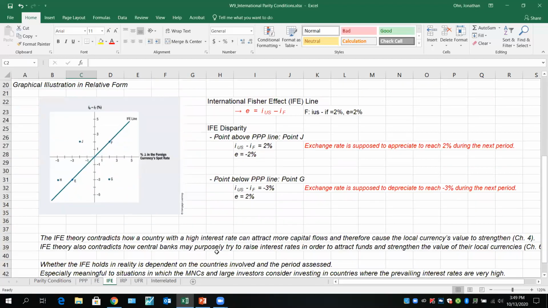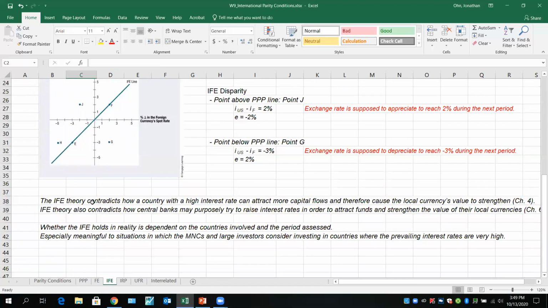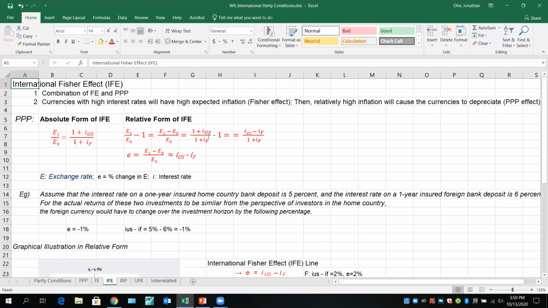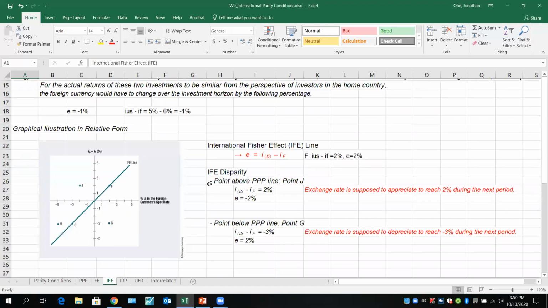But again, the fact that the IFE contradicts these two aspects means it is about the short run. This contradiction happens in the short run, and it is the artificial, intentional action, not the market's autonomous adjustment behavior. The market's long-run adjustment behavior happens in this way, the international Fisher effect way. All right. Okay.